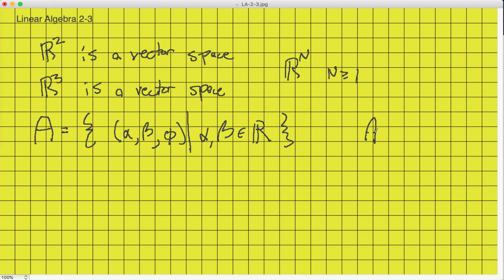We could certainly say that A is a subset of R3. But what I'm doing here is I'm insisting that the last coordinate here, some people would call this the z coordinate, I'm saying that that's 0. And I will leave it to you to follow all the exercises out there and say that A certainly is a vector space.